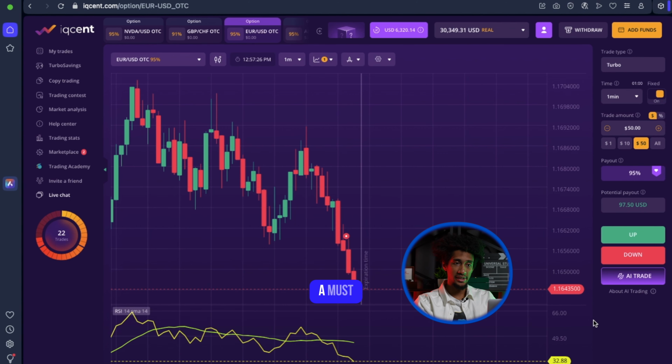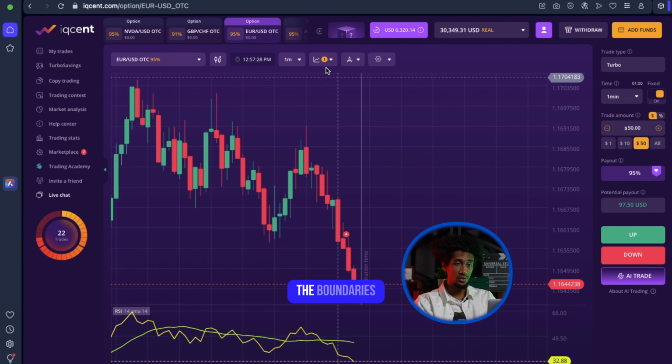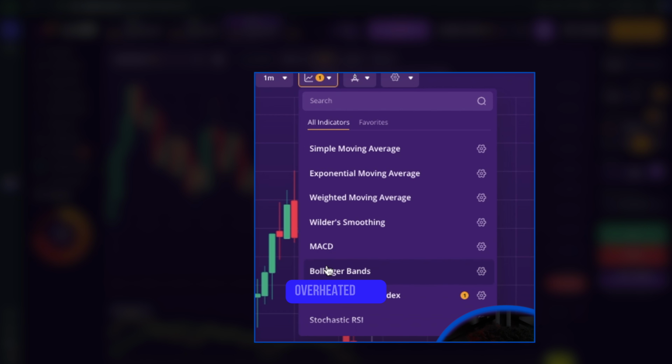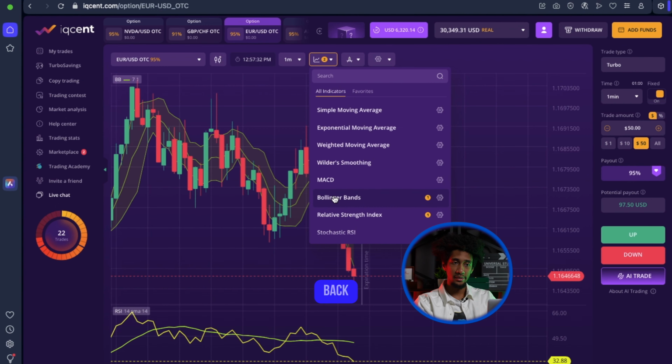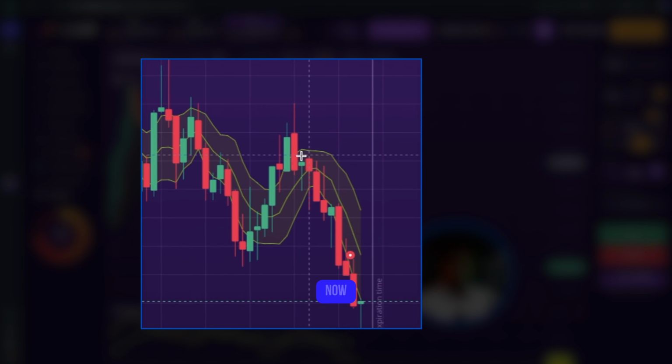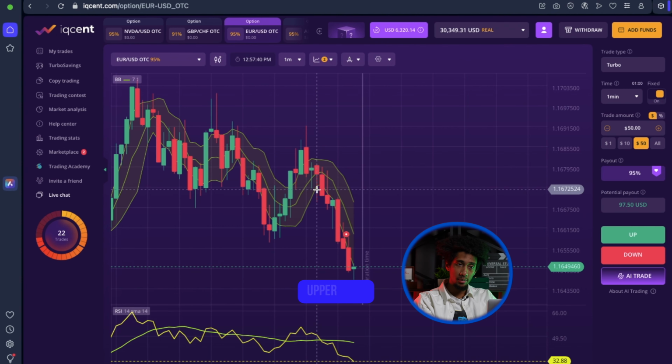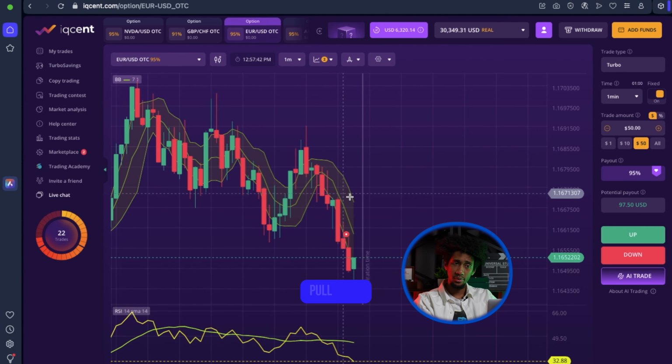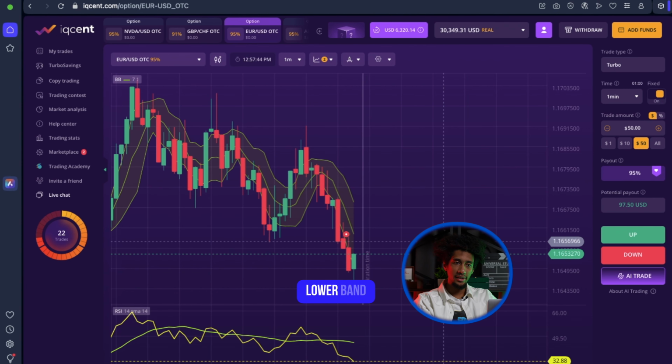And finally, Bollinger Bands. This one's a must learn. These lines show you the boundaries of price movement, where it's overheated and where it might pull back. You'll see 3 lines now: upper band, middle, and lower band. When price hits the upper band, it's slightly overbought, might pull down. When it touches the lower band, market is oversold, potential bounce up.